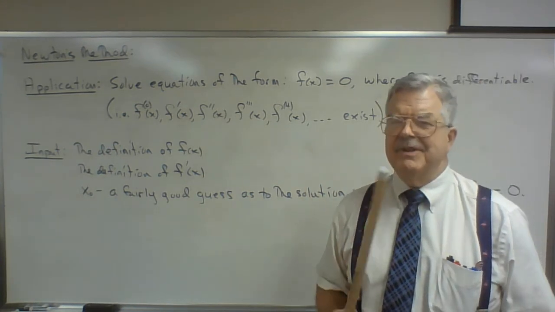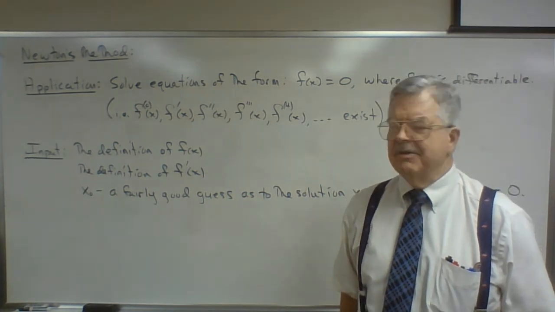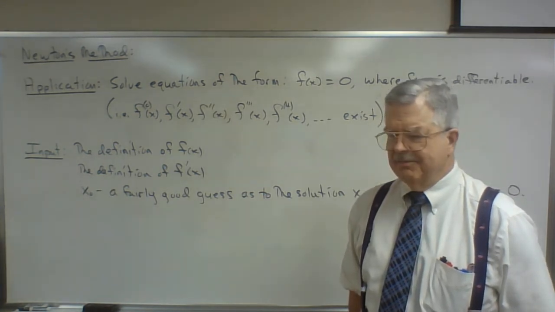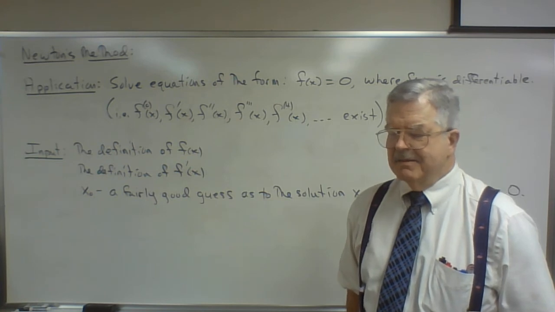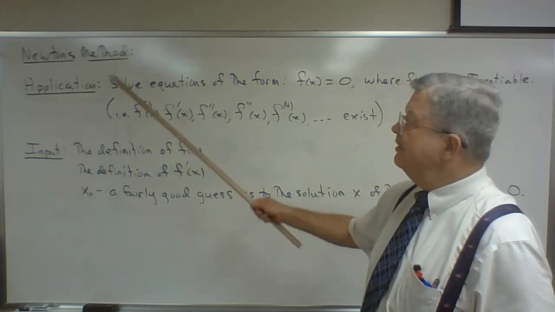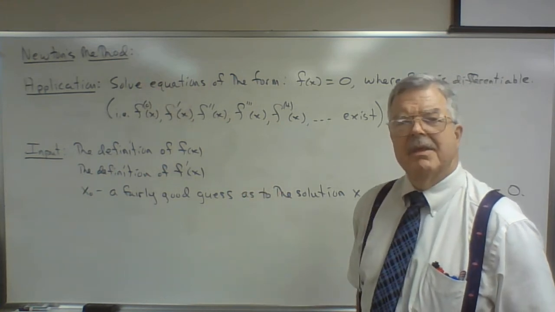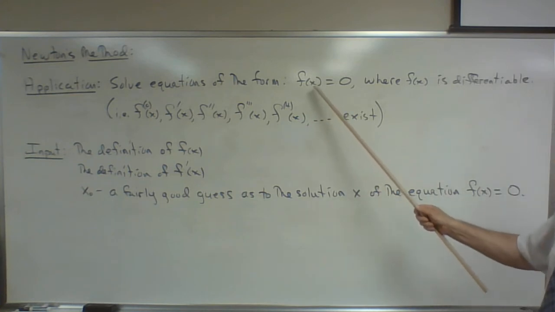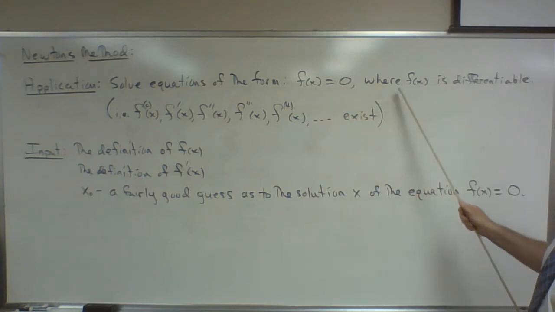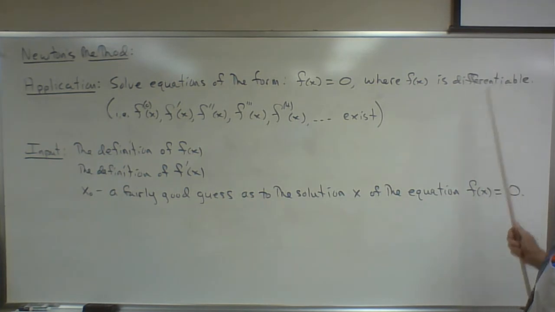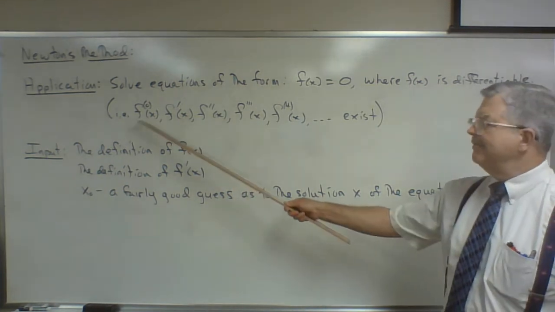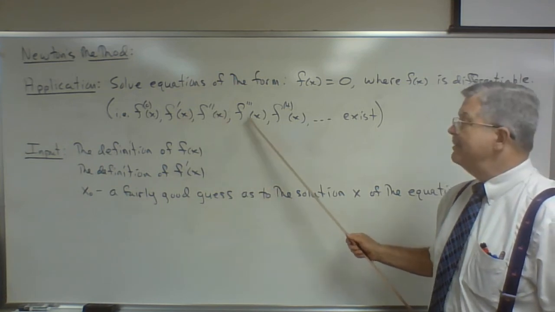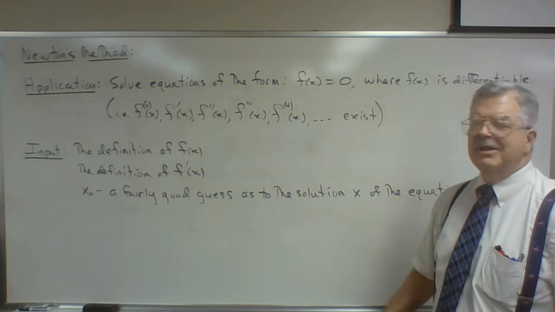Since we just finished talking about Taylor series, maybe the first thing that we should discuss is Newton's method. Newton's method is used to solve equations of the form f of x equals 0, where f of x is differentiable. In other words, f prime of x exists, f double prime, f triple prime, the fourth derivative, they all exist.